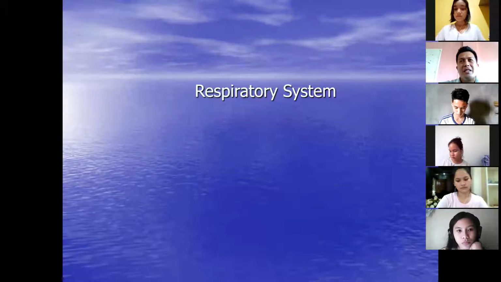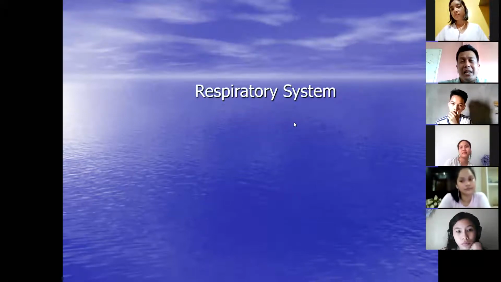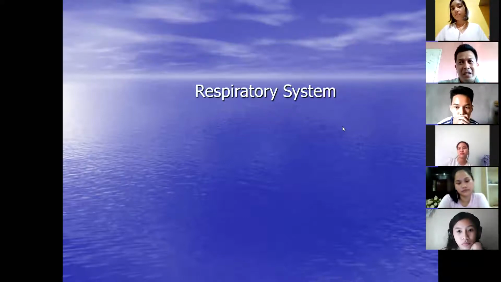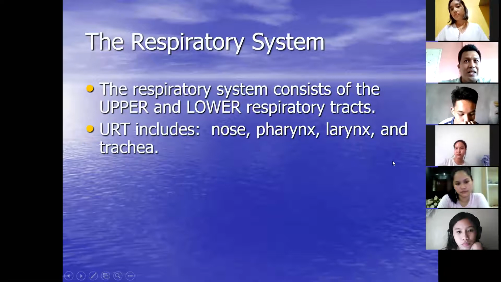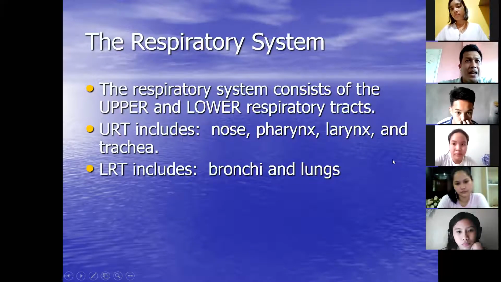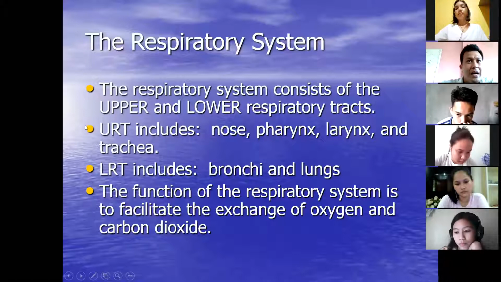Okay, so this afternoon we're going to retrace these organs, the respiratory organs, and understand them in full details now that we have a background of the different organs in the respiratory system, okay? So the respiratory system consists of the lower and the upper respiratory tracts. The upper respiratory tract, noted by the URT, includes the nose, pharynx, larynx, and the trachea. This is the URT or the upper respiratory tract.